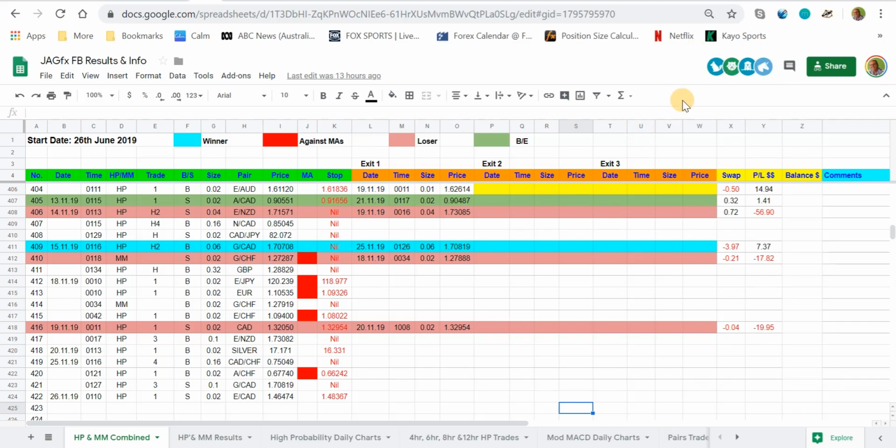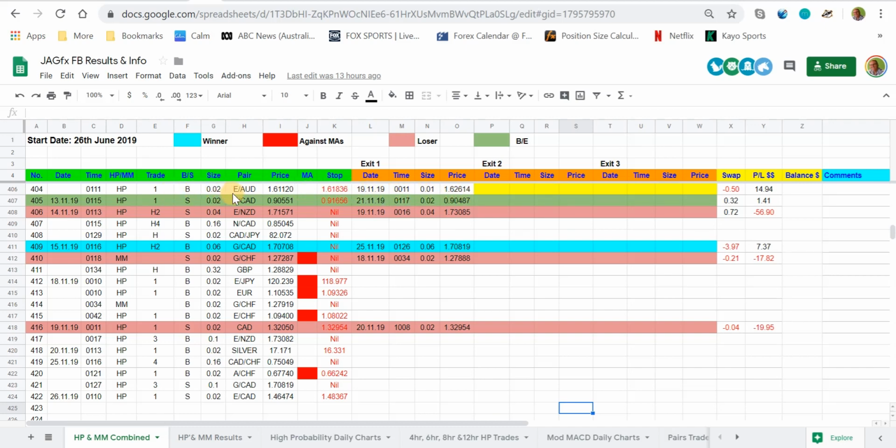You can see there's a few people having a look at the moment. It's a Google Sheet, whatever you call it. We started this one 26th of June 2019. It's the HP, high probability, and mod MACD combined. So that's this spreadsheet here. Winners are normally in blue. Losers are in this ugly pinky reddish salmon colour. Break-even trades are in this green, close to break-even anyway. When you see yellow, it normally means there's been a partial close.